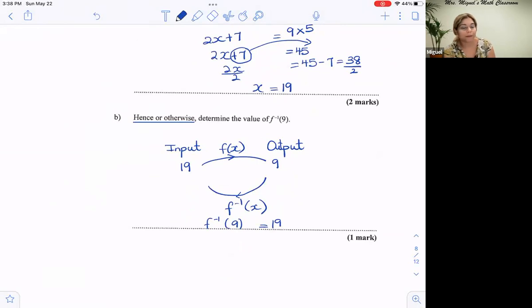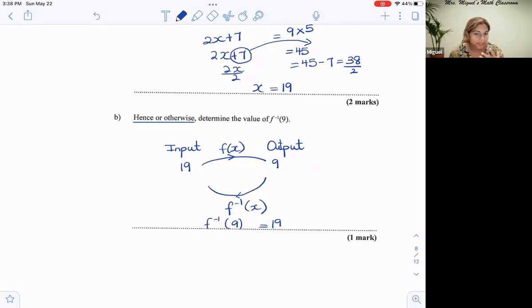So let me go over that again. It is only 1 mark, which means that we are supposed to be able to hence or otherwise derive what it is. A function takes an input and generates an output. The inverse does the opposite. The inverse takes the output and generates back the input. So if the function goes in one direction, the inverse goes in the reverse direction.